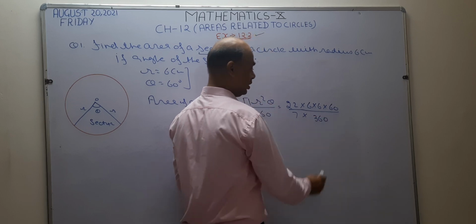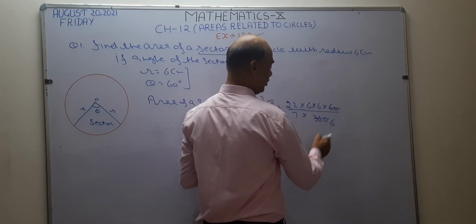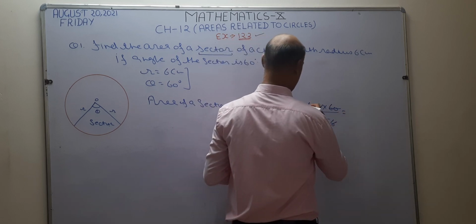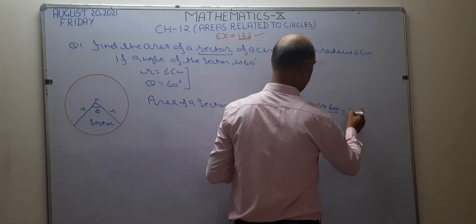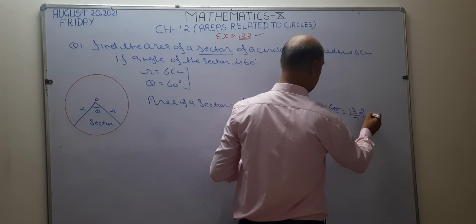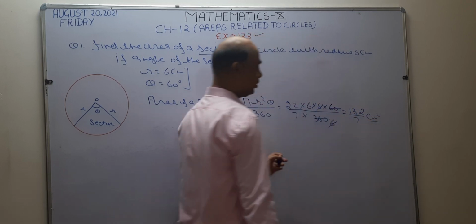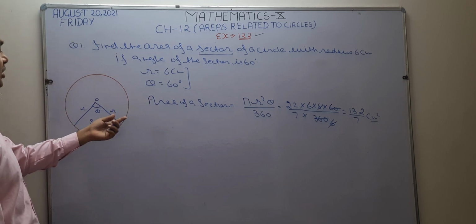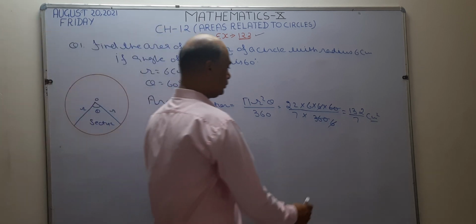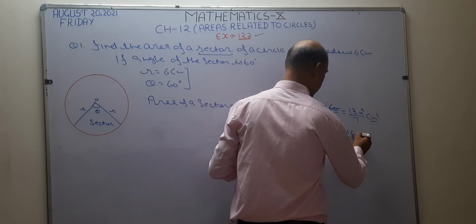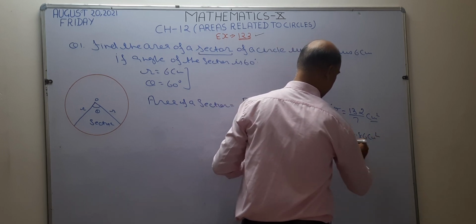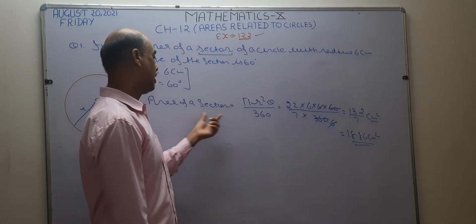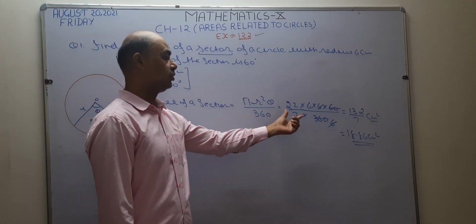Write here 360. So this is going to cancel with 6. 6 is cancelled with 6. So this becomes 6 2s are 12, 132 by 7 centimeter square. So this is your answer. If you are going to divide 132 by 7, so answer becomes 18.86 centimeter square. So simple, by using formula of minor sector, this is your answer.